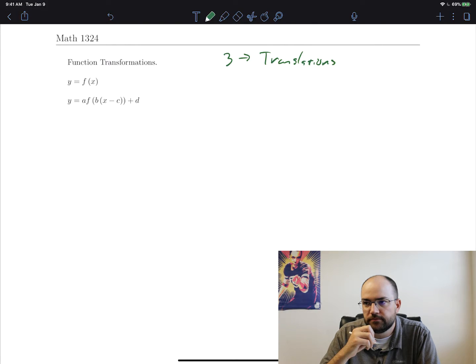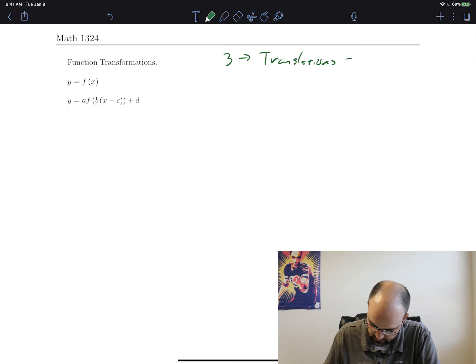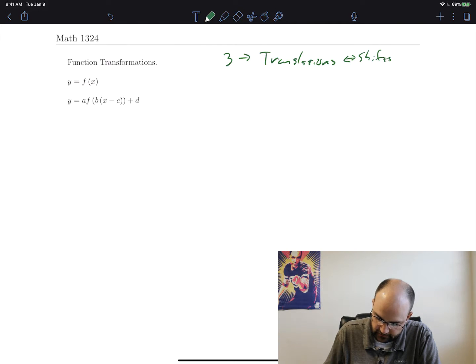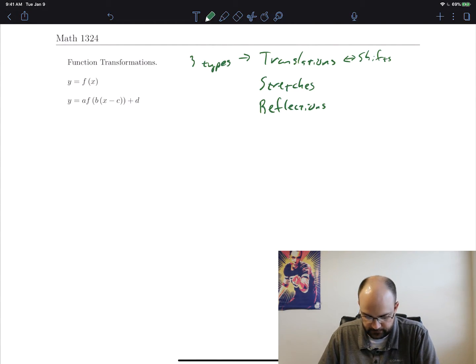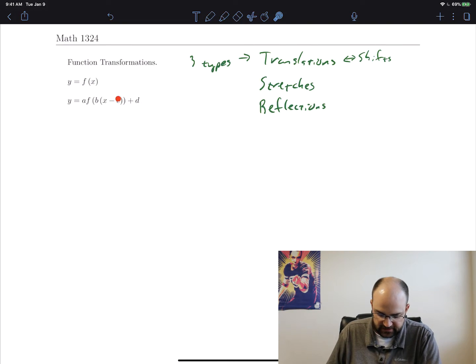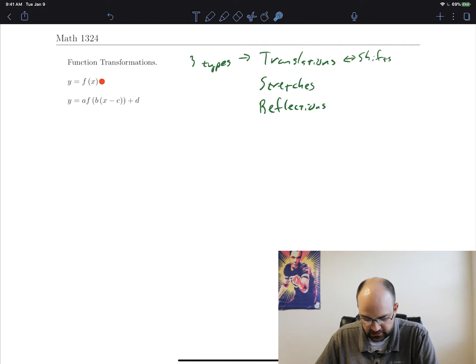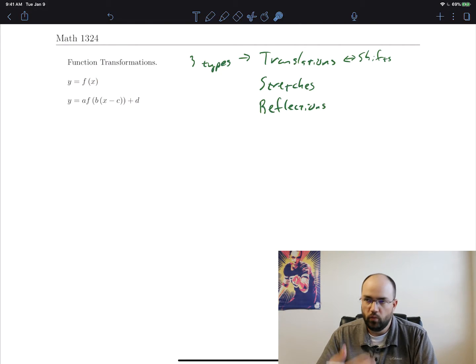what does my math lab call them? It's not translations, it's shifts. We also have stretches, and we have reflections. So those are the three types of transformations. And all of them are kind of displayed here in this equation.